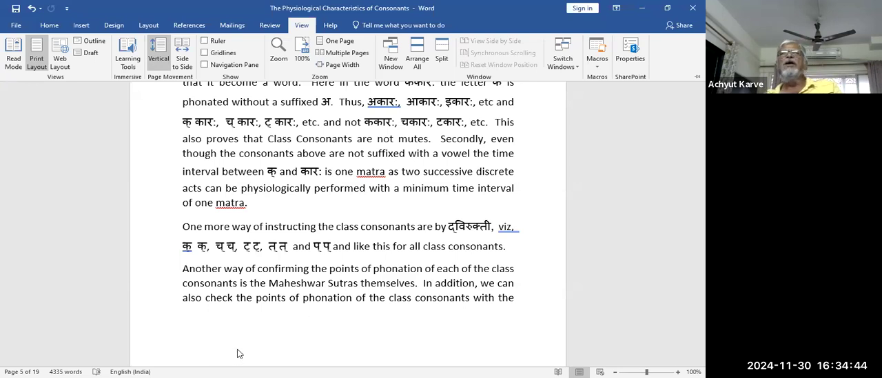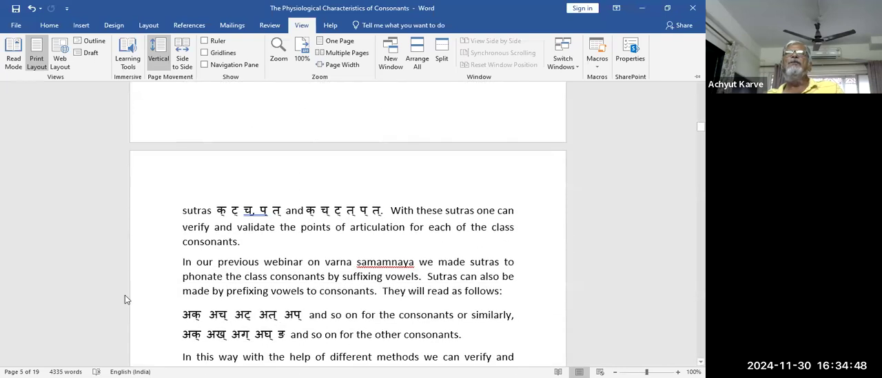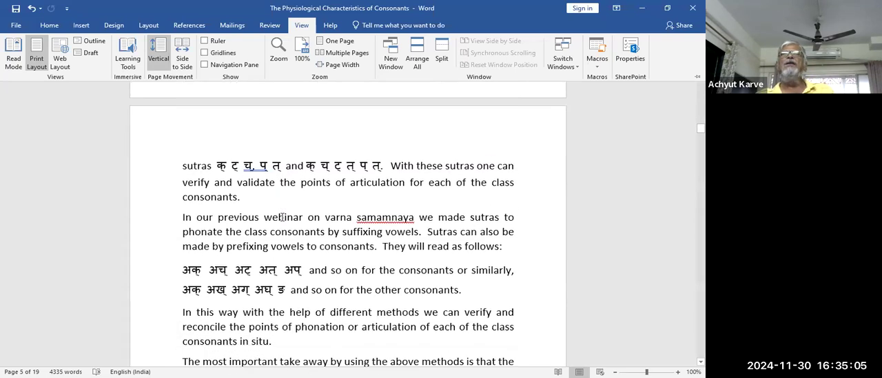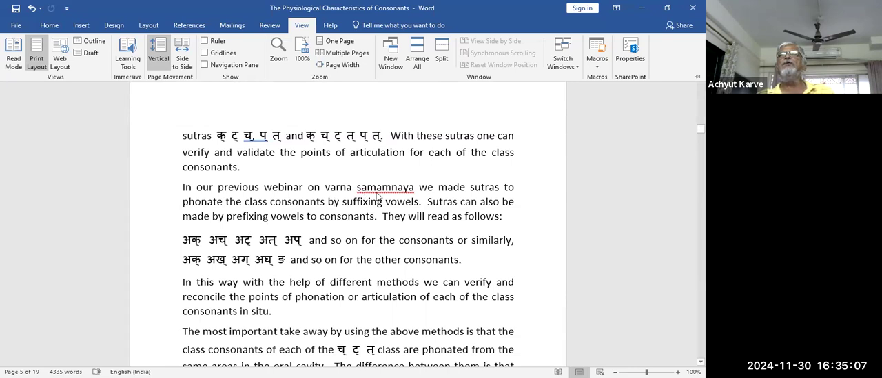In addition, we can also check the points of phonation of the class consonants with the sutras kata chapata, which I have made, kata chapata, khata chapata, or kachata tapat, khachata tapat. With these sutras, one can verify and validate the points of articulation of each of the class consonants. In our previous webinar, Veda Samamna, we made sutras to phonate the class consonants.